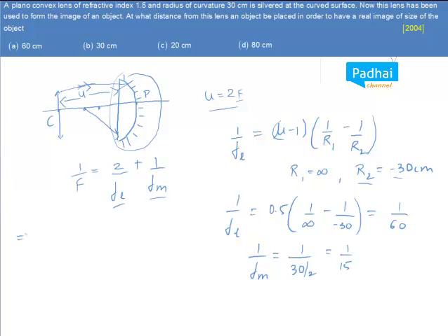Now let us put this in this formula. So 1 upon F will be equal to 2 upon 60 plus 1 upon 15. This will eventually come out to be 1 upon 10, right? Now where this should be placed, it should be placed at 2F. That means it should be 2 into 10, which is equal to 20 centimeter. That means option C is correct.